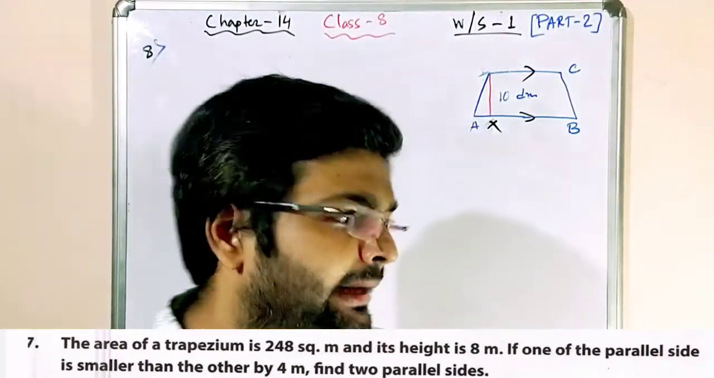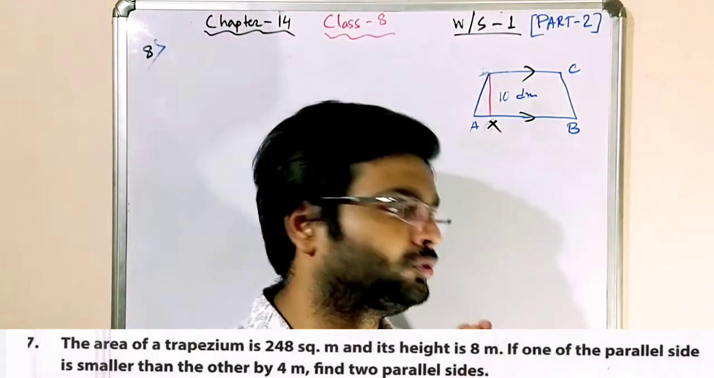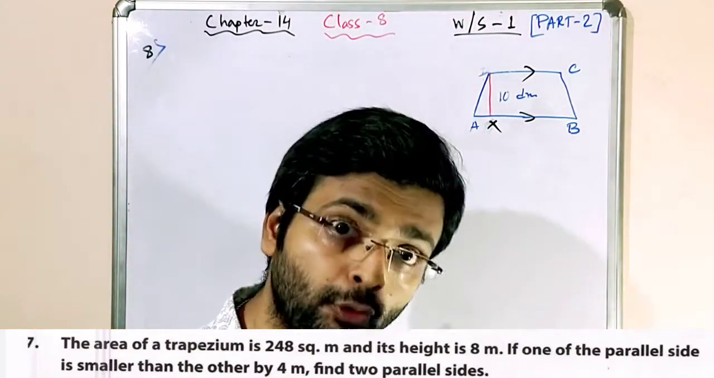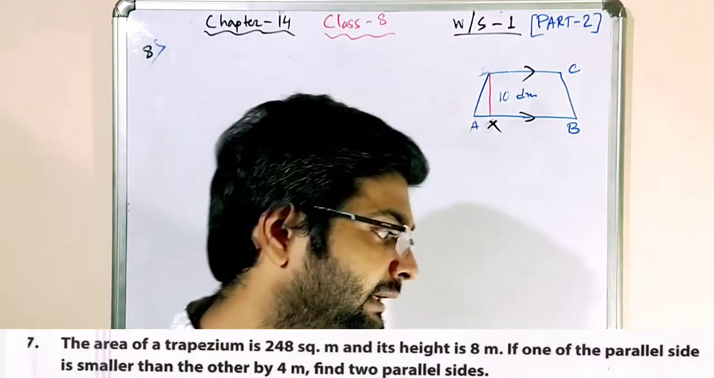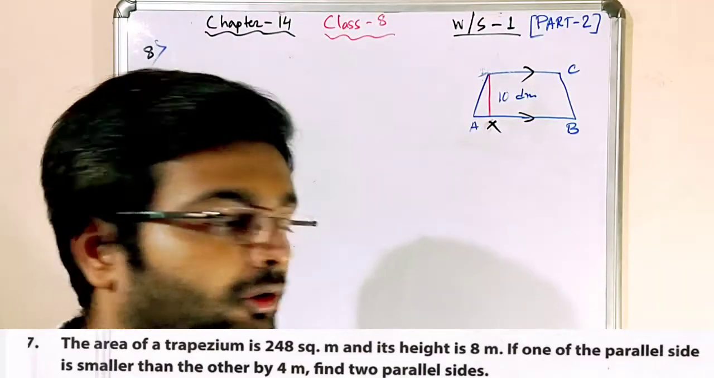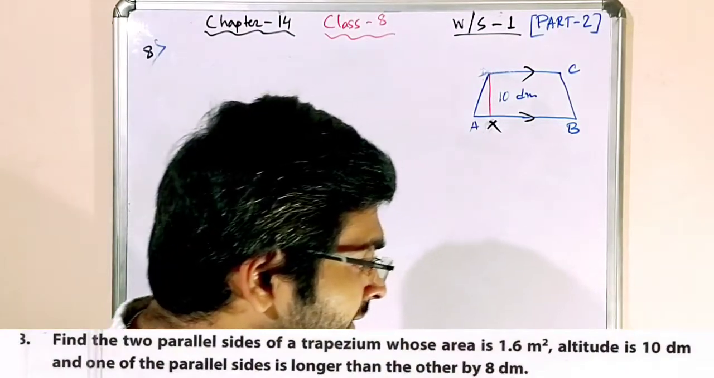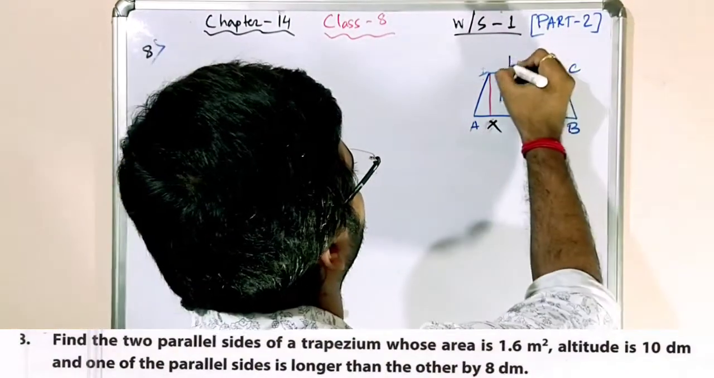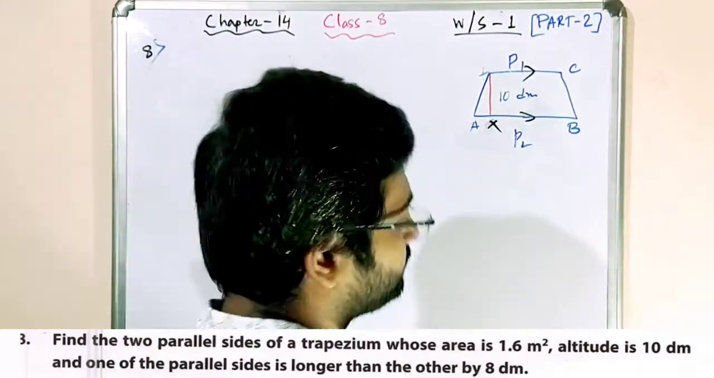Now question number 8 is very similar to question number 7, so I am not going to write all the statements, but I am going to show you the calculation in short. Question number 8: find the two parallel sides of a trapezium. So I have to find P1 and P2, suppose.